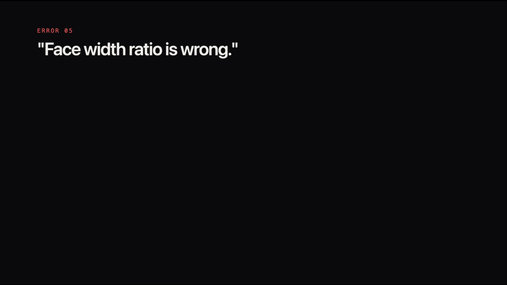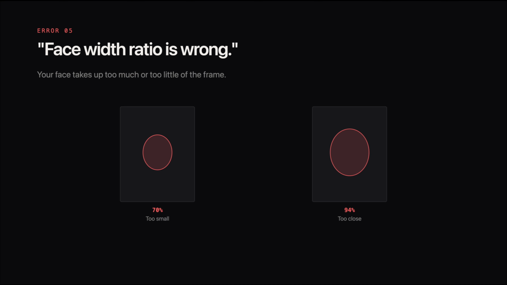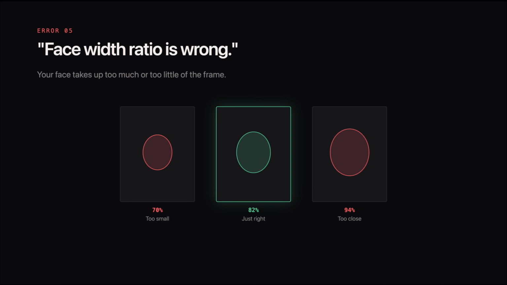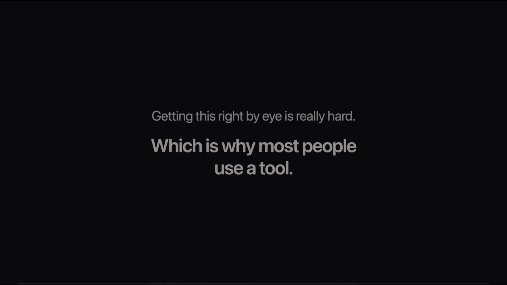Error number 5. The portal says you're standing too close to the camera or that the face width ratio is wrong. This means your face is taking up too much or too little of the frame. Passport Seva wants your face to fill 80 to 85% of the image, not 70%, not 90%, 80 to 85. The fix is to crop your photo so your face fills most of the frame with just a small margin at the top and sides. Getting this ratio right by eye is really difficult, which is why most people use a tool that calculates it automatically.